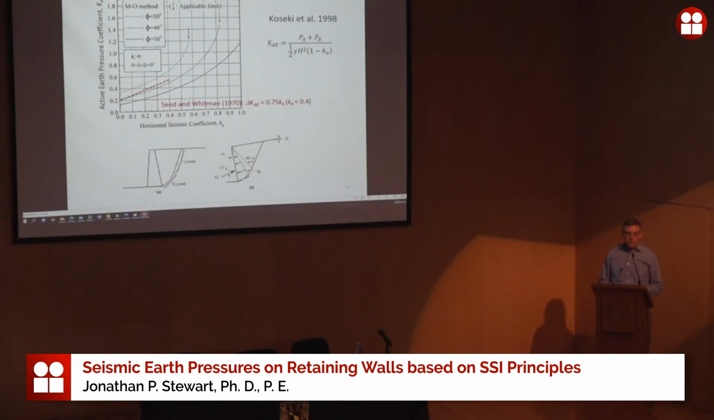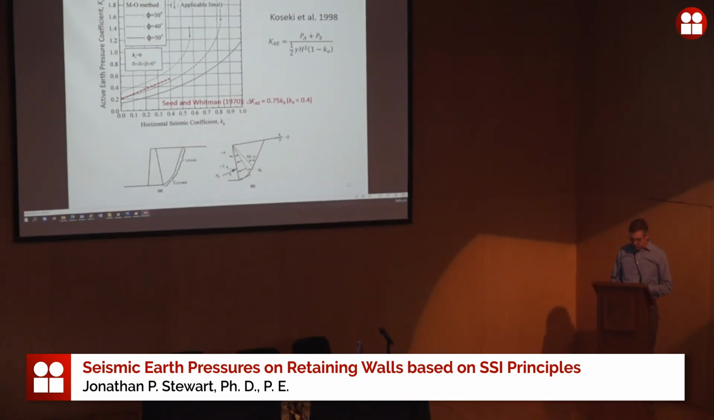Seed and Whitman came up with an approximation of this rather complicated relationship where they said, well, the delta, that is the seismic increment of this KAE, can be approximated as 0.75 times KH as long as KH is less than 0.4. So that's this red line.